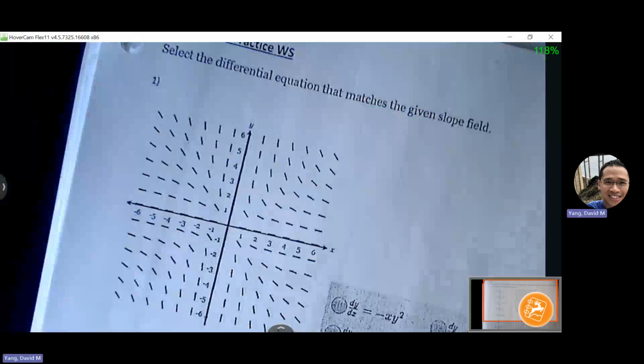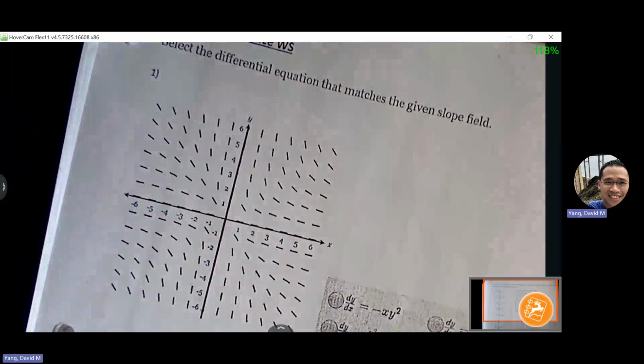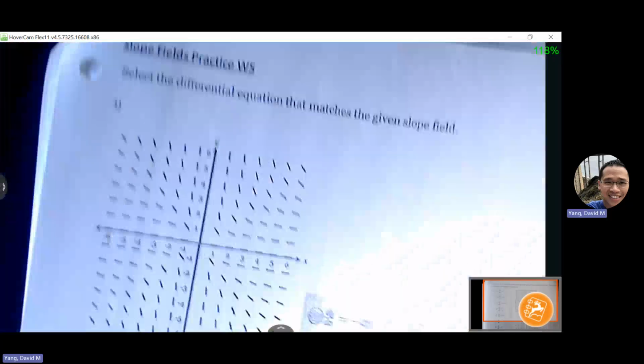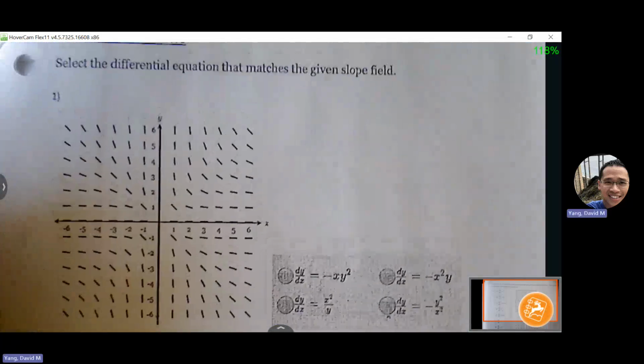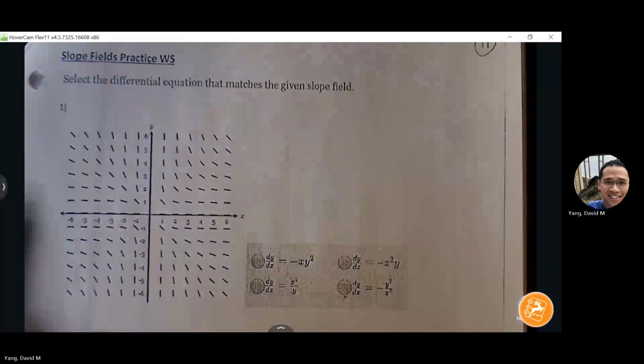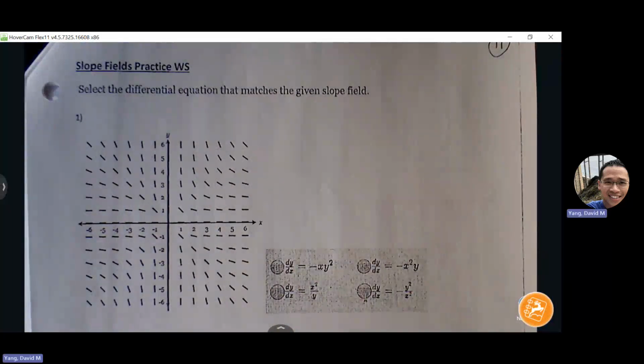Okay, let's go to page 11 and let's just try a couple of these. See if we can match the appropriate differential equation with the slope field. So starting on page 11, I'm going to just start writing down some properties and seeing if I can begin to eliminate some of the wrong choices.